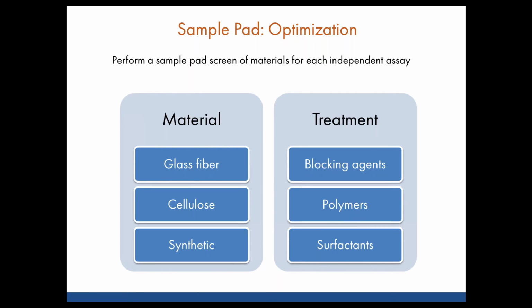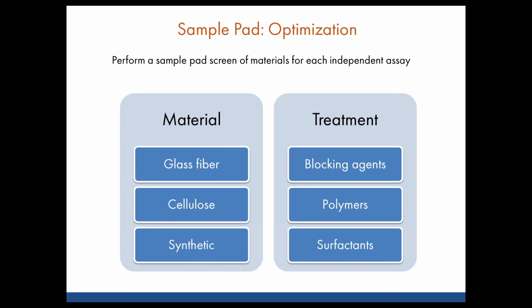There are many materials available to be used as sample pads, and they need to be screened for each assay. They are usually made of glass fiber, cellulose, or synthetic material. There are also many treatments that can be applied to the material to help with some of the critical functions of the sample pad. Similar to the conjugate pad, these can include adding blocking agents, polymers, or surfactants.